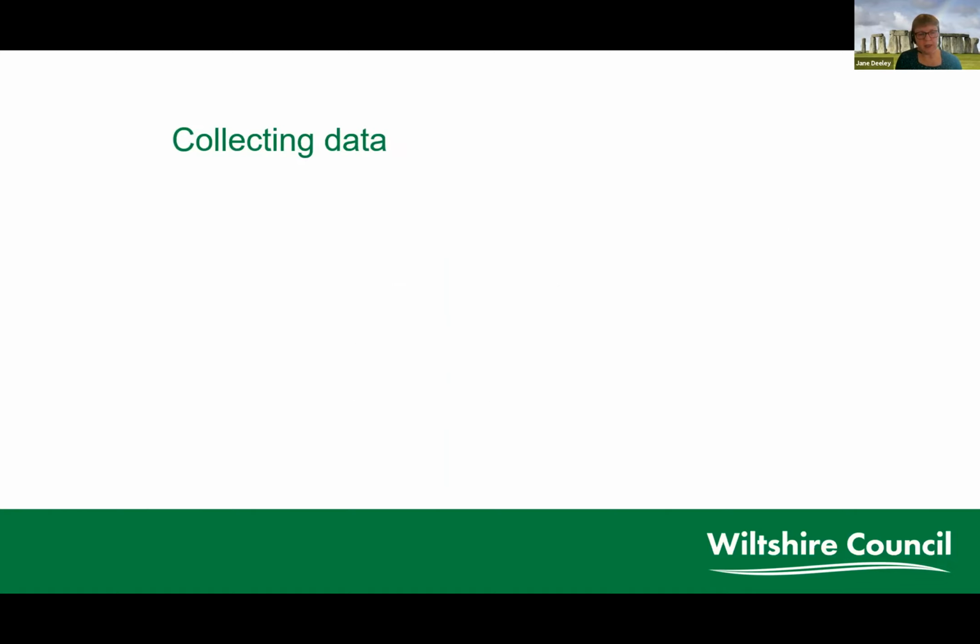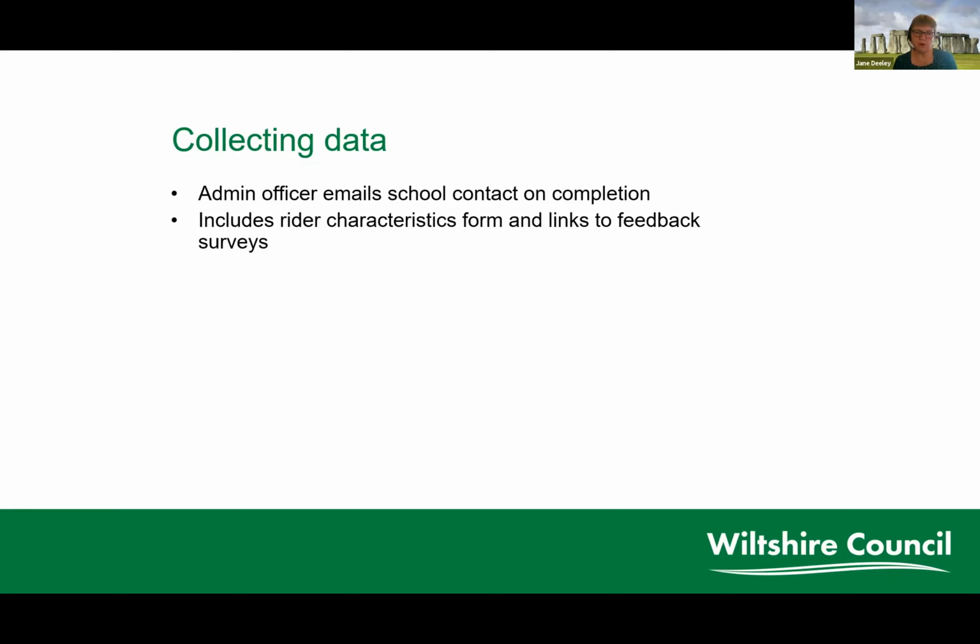Once we've got that completion form in, our admin officer emails the school contact we've got on the records with requests for various bits and pieces. One of those things is a form with the rider characteristics on, and we also send out links to our school, parent carer and rider surveys. We decided this was the easiest way for us to manage this: nothing of this would happen at the instructor end, we would do it after the course had finished. We know the children, so we send a list of the children back to the school: these are the children on this course, please send the details back.